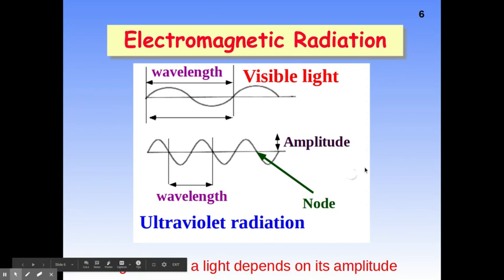So the brightness of the light depends on the amplitude. Where the wave crosses the origin, by the way, that point is called a node. I don't think we brought that up in class the other day.